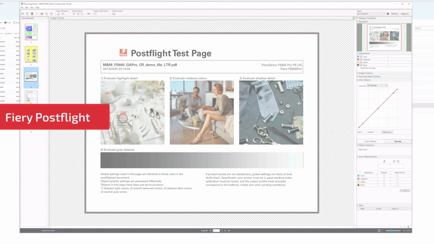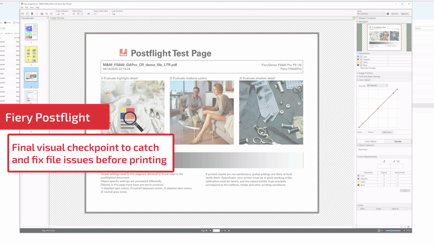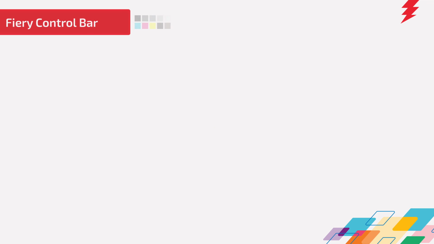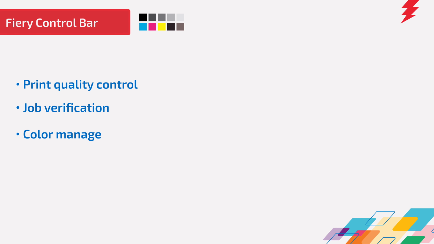With postflight, you get a final visual checkpoint after ripping to catch and fix file issues before printing. One 5-minute postflight check can result in significant savings by reducing misprints, wasted media, and lost production time. The Fiery Control Bar is a powerful tool that supports print quality control, job verification, and color management.